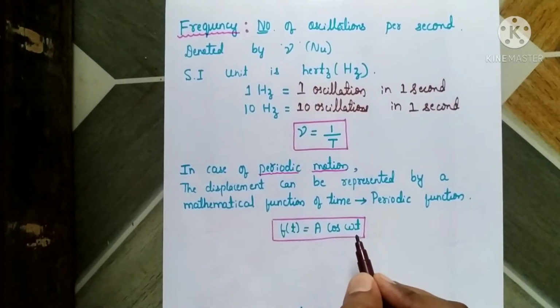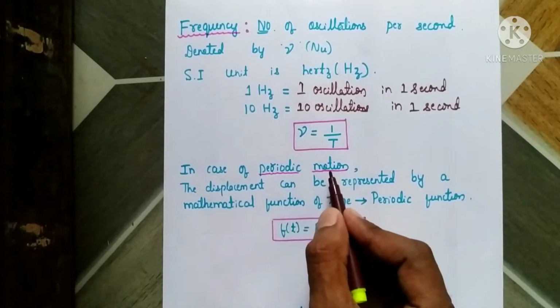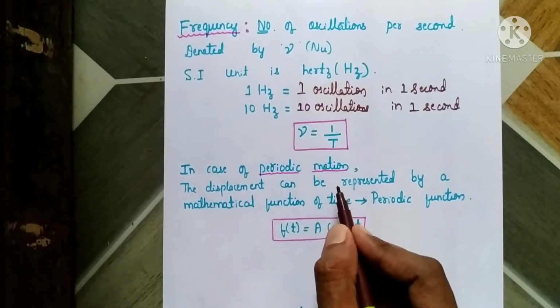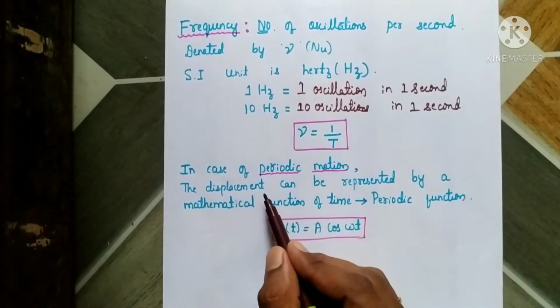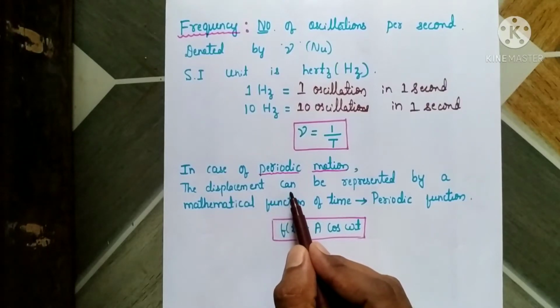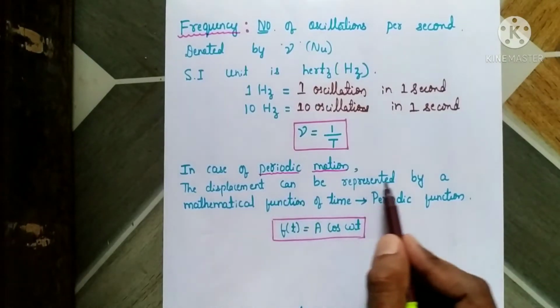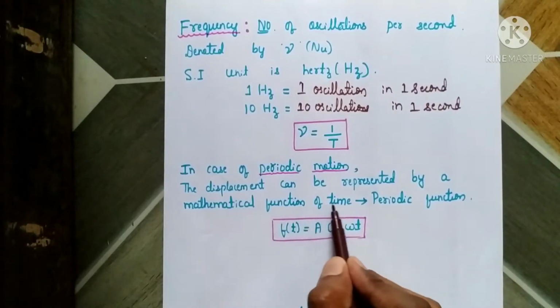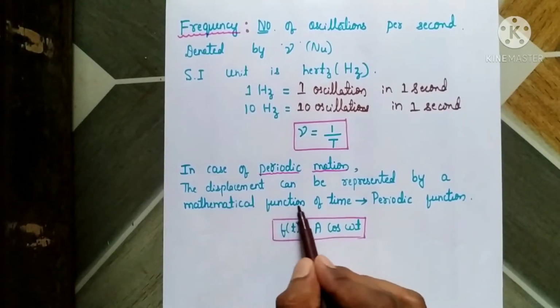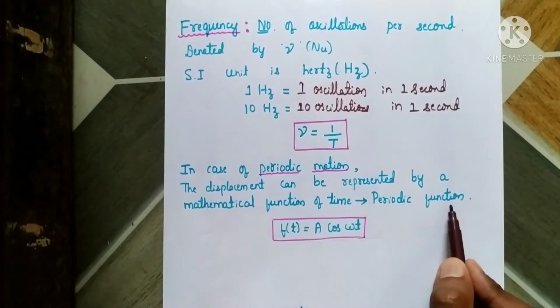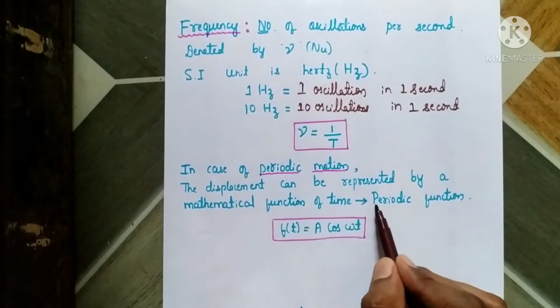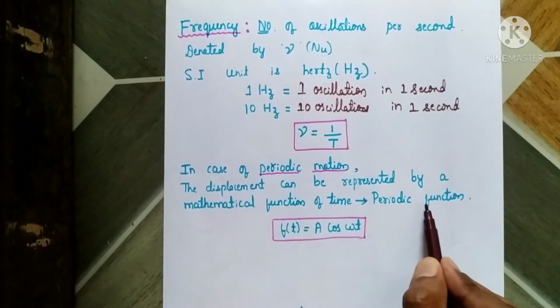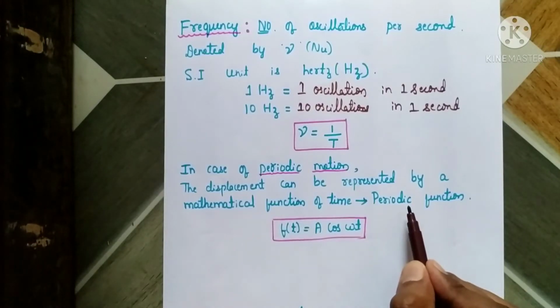Now we'll see how the displacement can be represented in case of periodic motion. In periodic motion, the displacement of the oscillating object can be represented by a mathematical function of time, and that mathematical function of time is called a periodic function. Now we have to understand the meaning of periodic function. A periodic function means any function that repeats its value after a certain interval of time.